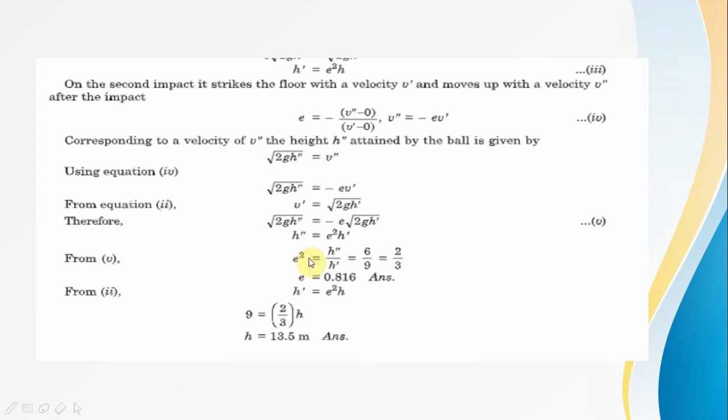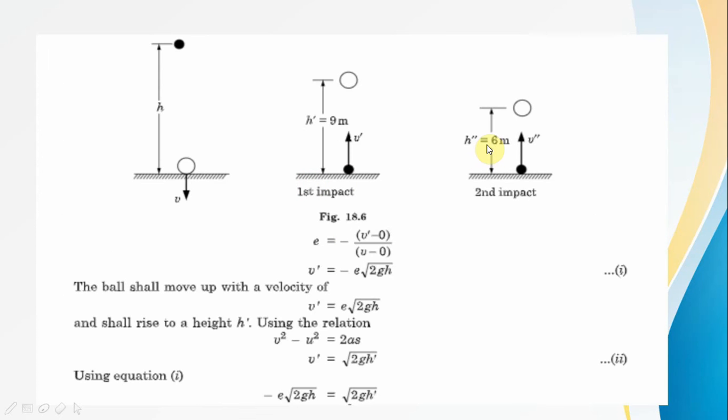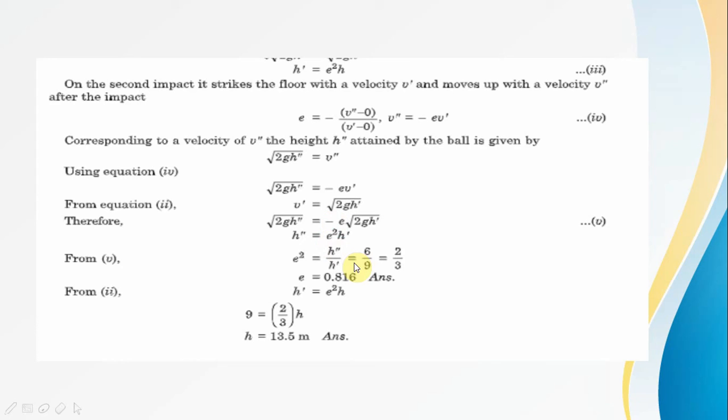So we actually get e square equal to h double dash upon h dash. H double dash and h dash we know, h double dash is 6 meter, h dash is 9 meter, right? So we get 6 by 9, and e square equal to 2 by 3, and finally we get e equal to 0.816. So we actually get e equal to 0.816.